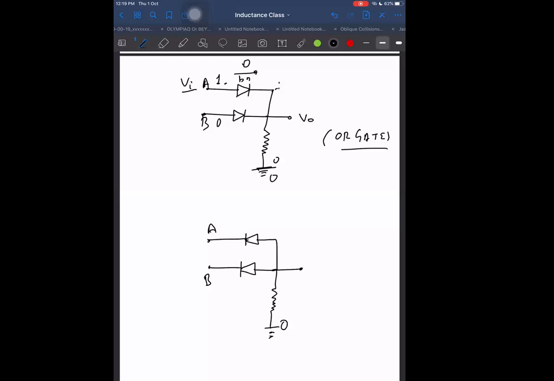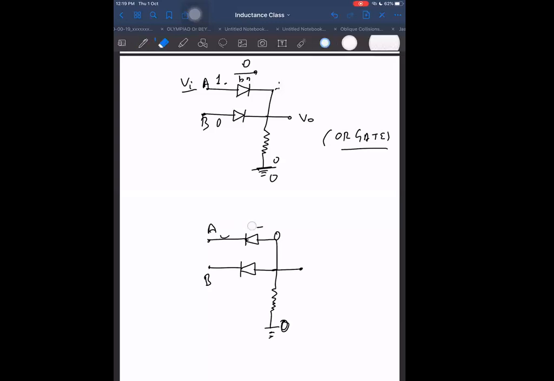See, it is 0. Now let us say I give it 1 here. If I give 1, it does not conduct. If I give 0, then also it does not conduct. It does not conduct by giving 1 as well as 0. Why? Because this side is 0 and the diode is reverse biased.